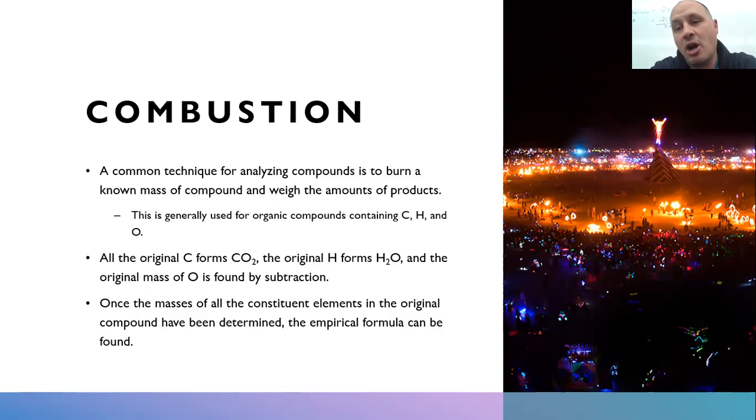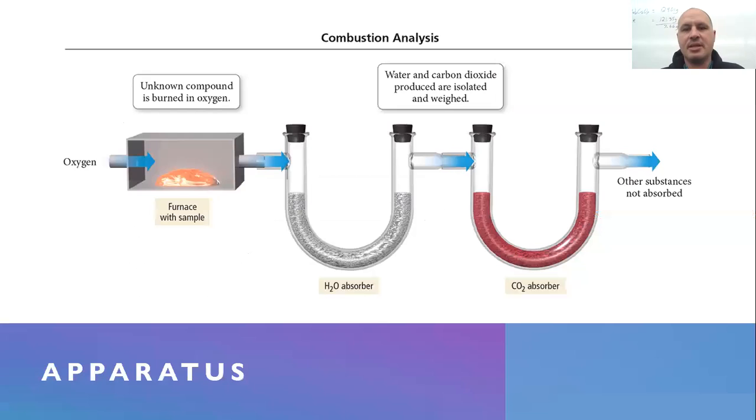So if we measure how much carbon and how much hydrogen we had, and we know the total mass, we can subtract to get our other compounds, or our oxygen. Okay. So this is a basic combustion analysis system. We have a furnace with our sample. We pump pure oxygen in, tons and tons of excess oxygen. We heat it up and it burns.